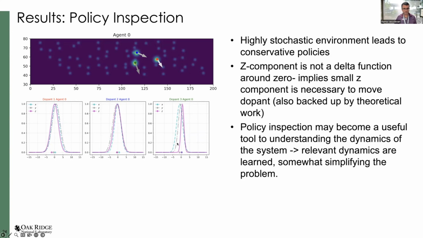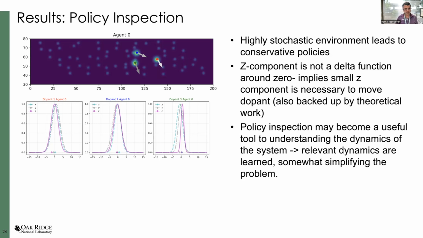And the reason for that is because the policy is trained with a regularization to try to reduce the amount of momentum that's transferred to the dopants themselves. And so it tries to find lower energy pathways to do this. And so by inspecting the policies themselves, you can see that in fact we have non-zero values in many cases for the Z momenta that's transferred to these dopants, right? So the point here is that policy inspection may become a useful tool to understanding the dynamics of our system. And we see this over and over again in reinforcement learning.